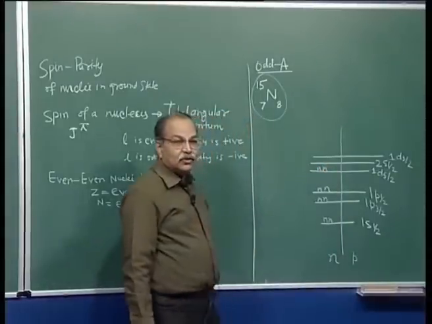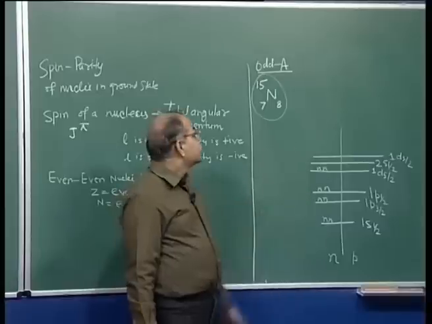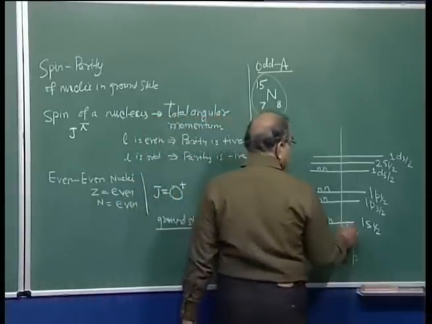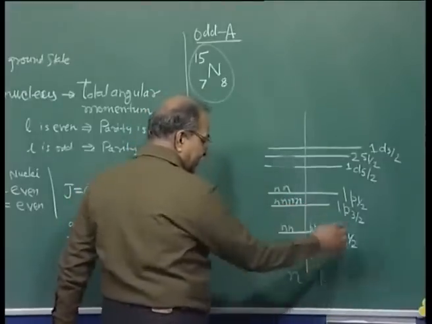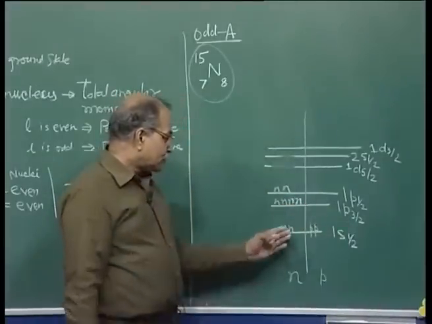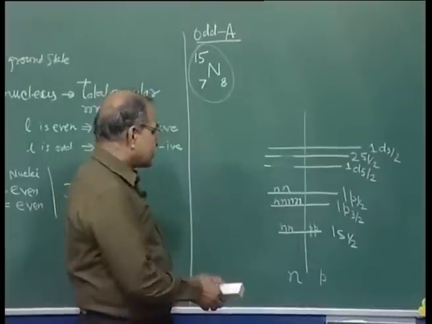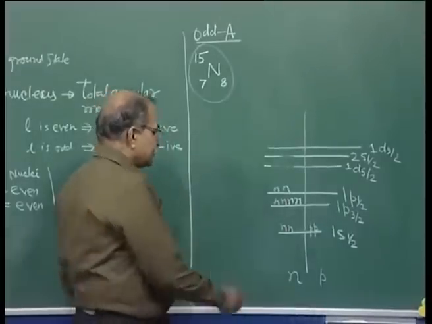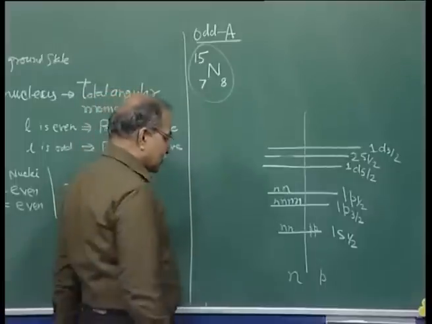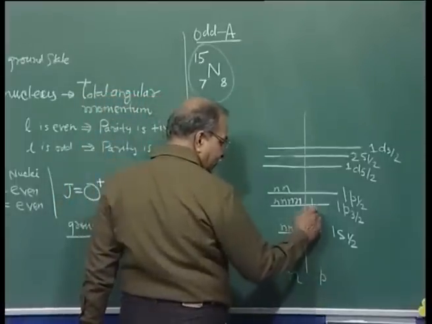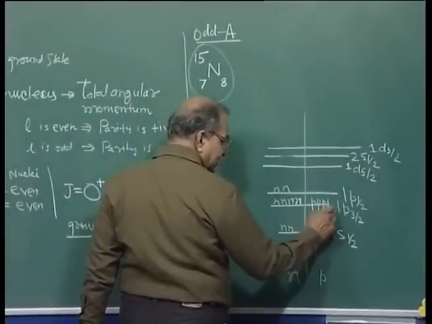Right, lowest energy of the nucleus. 7 protons, where should they go? 4 here, P 3 by 2. 4 here. So, 2 plus 4 is 6 and 2 is 8. So, 8 neutrons are going here, and then 7 protons. So, 2 here, 4 here and 1 here.